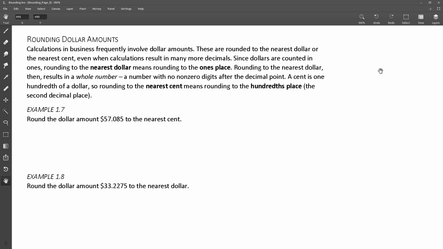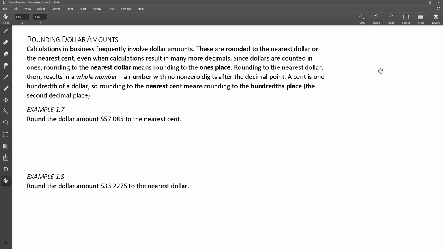So since dollars are counted in ones, rounding to the nearest dollar means rounding to the ones place. So you're just going to round to the decimal place that is to the left of the decimal point. Rounding to the nearest dollar results in a whole number then. So a whole number is any number that doesn't have anything but zeros after the decimal point. So any number could be written with a bunch of zeros after the decimal point. But if there's only zeros after the decimal point, that's a whole number. It doesn't have to have the decimal point, and it doesn't have to have any zeros. Now, so the nearest dollar means the ones place.